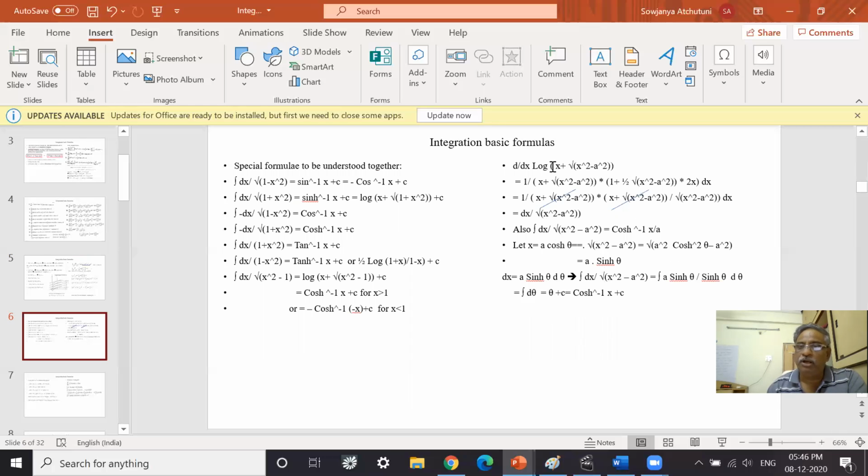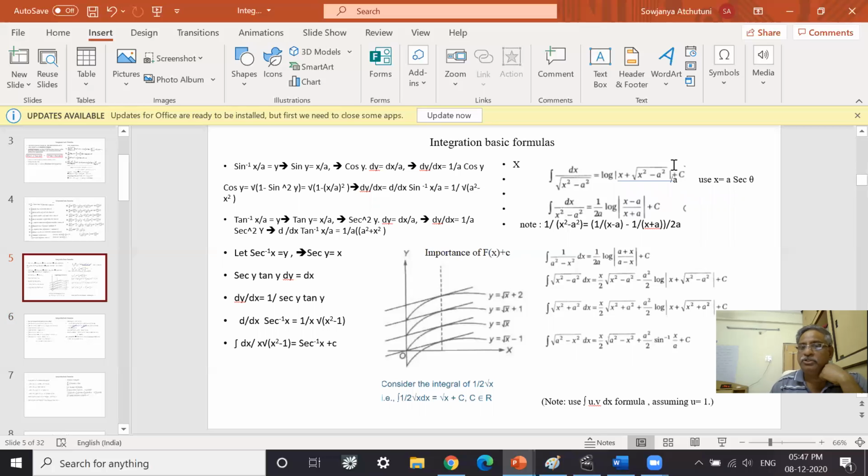Either you put log of x plus square root of x square minus a square, or put cosh inverse x plus c. See here, dx by square root of x square minus 1: log of x plus square root of x square minus 1 plus c, or cosh inverse x plus c for x greater than 1 up to infinity, minus cosh inverse of minus x plus c for x less than 1 down to minus infinity. These ranges are given, but the generalized formula is cosh inverse x plus c. Both are okay.